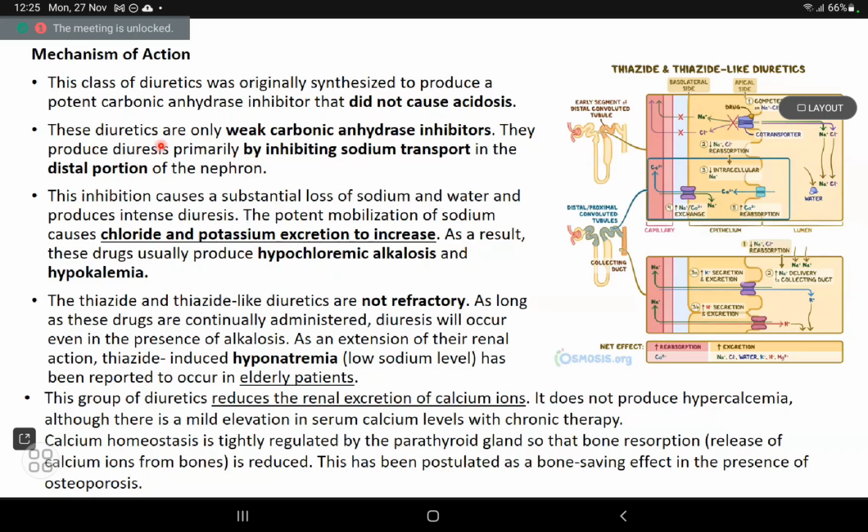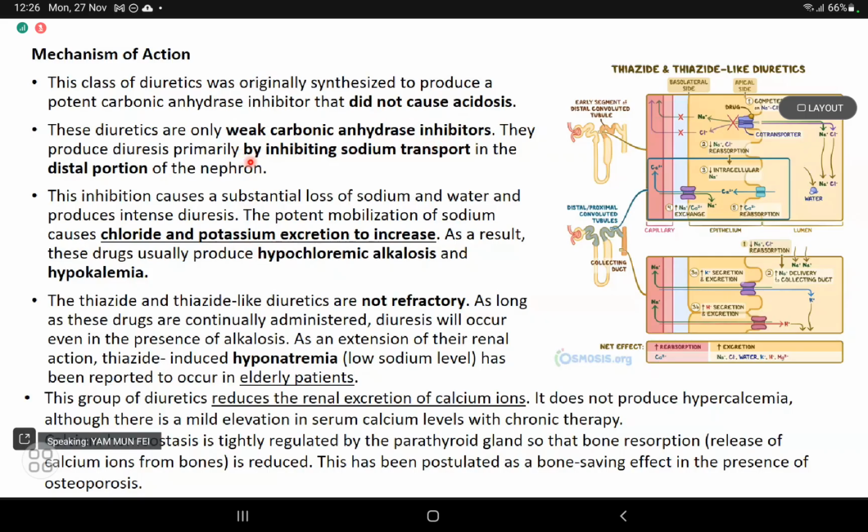Okay, so another thing you need to remember is that even though it belongs to this thiazide group, it's not similar to the group that we studied last week. We call that the carbonic anhydrase inhibitor. But this group still has a carbonic anhydrase inhibition effect. So bear in mind, this group has two main mechanisms. One is carbonic anhydrase inhibition. It's an inhibitor of this enzyme, but the effect is very weak.